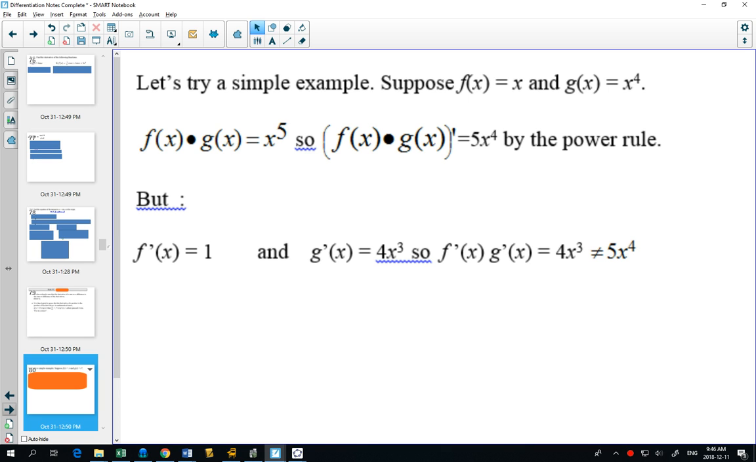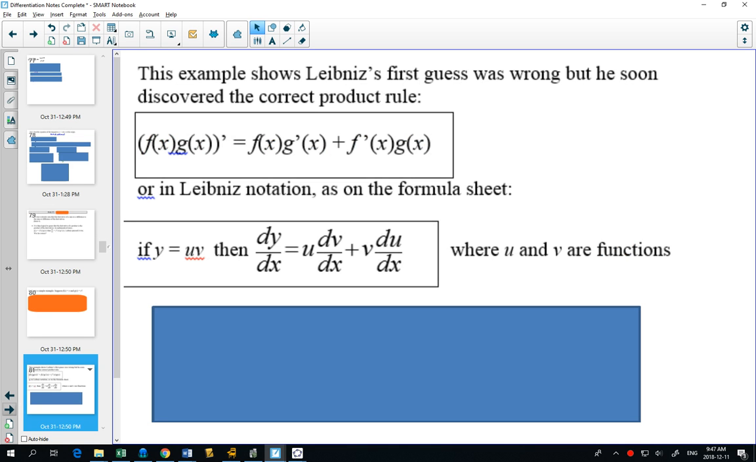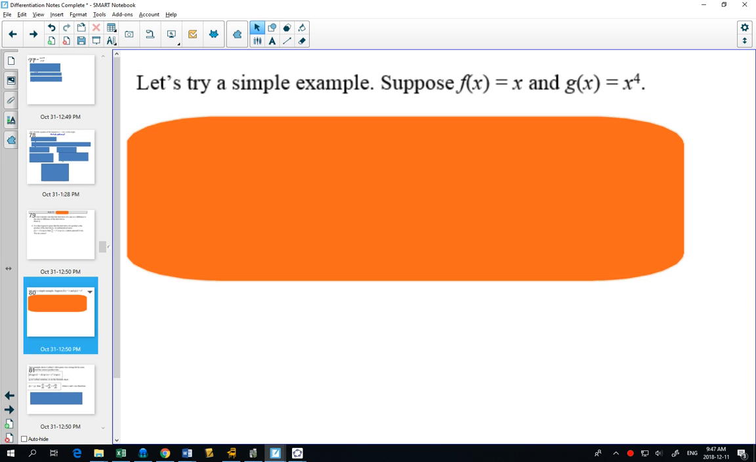I'm pretty sure this was not his second guess. But after some work, he came up with this. Oh, well, if I have two things multiplied together and I want to find the derivative, I can go back. That was too quick.